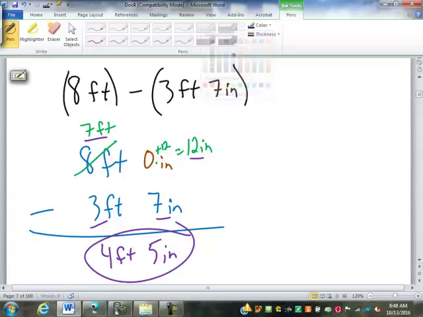The first thing is if I see a problem like that, I just want to turn all the inches. You can change them into all inches and subtract. It's just a little more work. But if it's easier for you, some people do that.